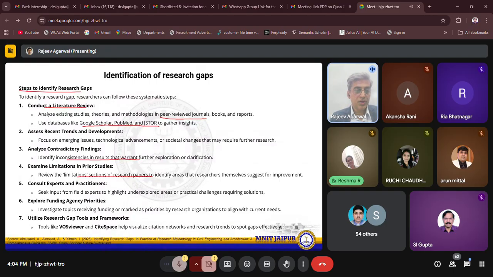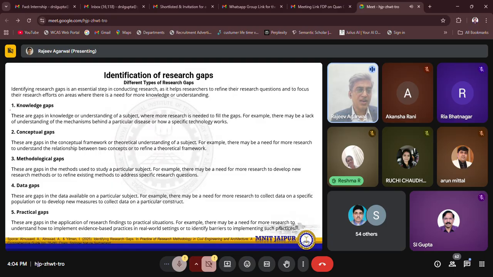And you can consult experts. You can explore funding agency priorities. These are the priorities of the funding agency, and then I can say my research is aligned with this. Then utilize research gap tools. I just told you about viewers. There is another tool which can visualize citation networks. So you have to conduct a literature review, assess recent trends, analyze contradictory findings, examine limitations, consult experts, explore funding, and then utilize research gap tools.